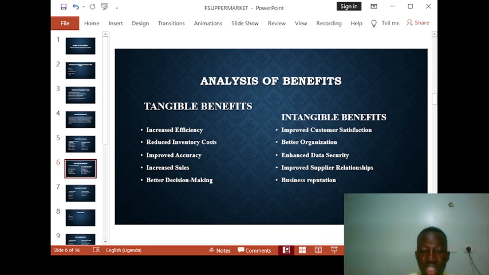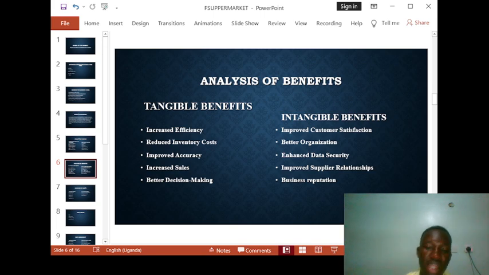Then we have intangible benefits. We have improved customer satisfaction, since customers are served very well. Product availability will be there, so they will be satisfied. Then we have better organization of the business. A centralized database provides a structured, organized approach, and everything is just streamlined when you use a database.